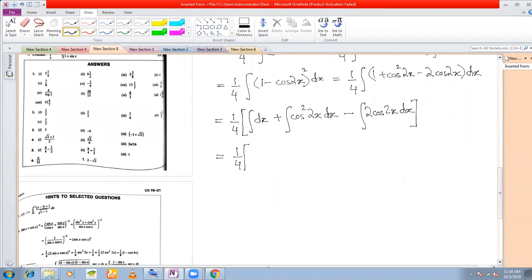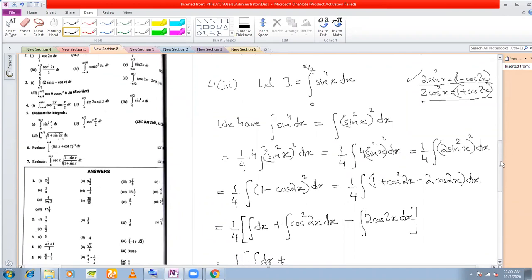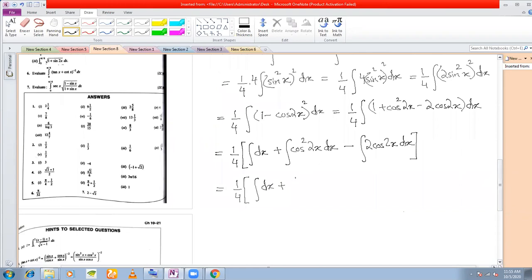1/4 integral dx plus now cos square 2x. How do we convert this to a power 1? Again, we will use this formula: 2 cos square x is equal to 1 plus cos 2x. So what you do here is you take a half here and you take a half inside. So 2 cos square 2x dx minus this 2 is a constant. You can take it out of the integration.